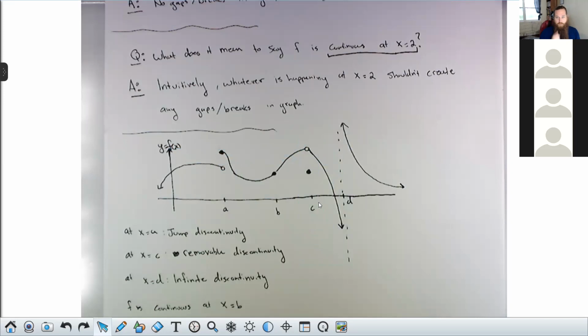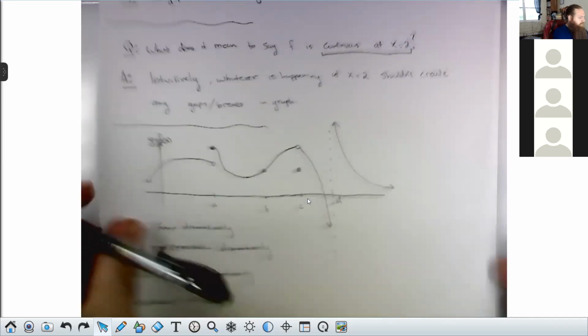You do need the limit to exist. But beyond that, I would also need this guy to be at the same height as this guy. That's what would fix the intuitive discontinuity. And what that would mean is that we need the value of the function to match the value of the limit. And it turns out that is the definition of continuity that most calculus students see.